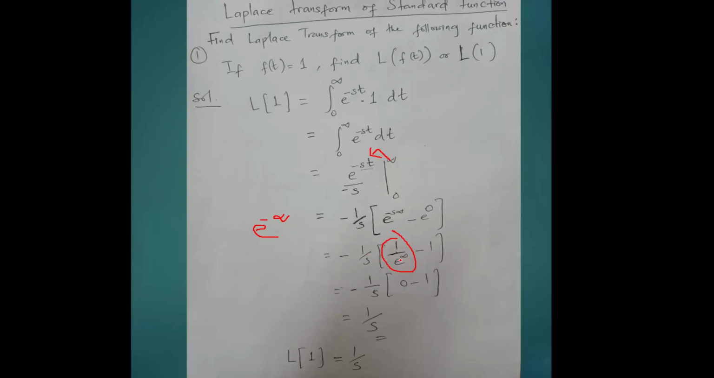So that's why I have here e raised to positive infinity. Now what you should understand is any number divided by infinity is going to be 0. E raised to infinity means the number that you get from here is going to be very huge. So 1 by any very huge number is going to be 0. So that's how I have got here 1 by s. So what you need to understand is Laplace transform of 1 is going to be 1 by s. So this is Laplace transform of 1.